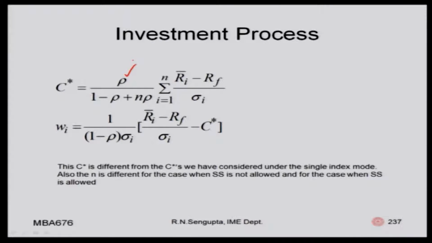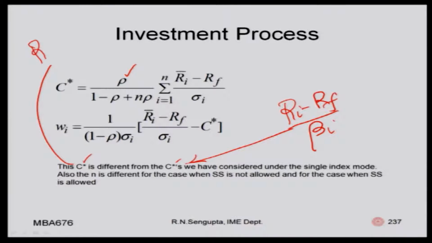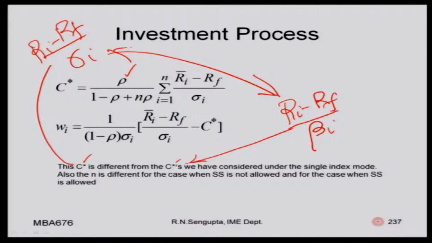The C star value which you are trying to find out is different from the C star which you considered originally, where your actual formula was this, where you are trying to rank according to beta i. So, this C star and the C star for the case when it is Ri minus Rf by sigma, these two are different. Remember that.